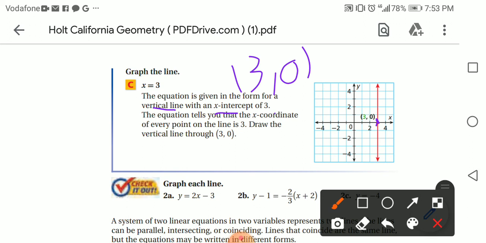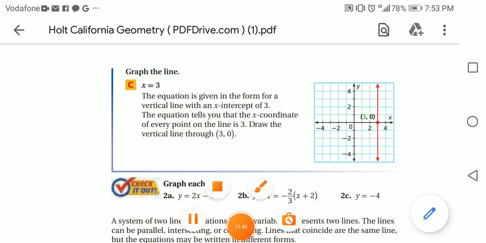The equation tells you that the x-coordinate of every point on the line is 3. For x, it's 3 for every point on the line. Do you understand me? For x is 3, forever 3. And here also down, for x. I'm not talking about y. Draw the vertical line through 3 and 0, through this point. This is the vertical line that I draw.